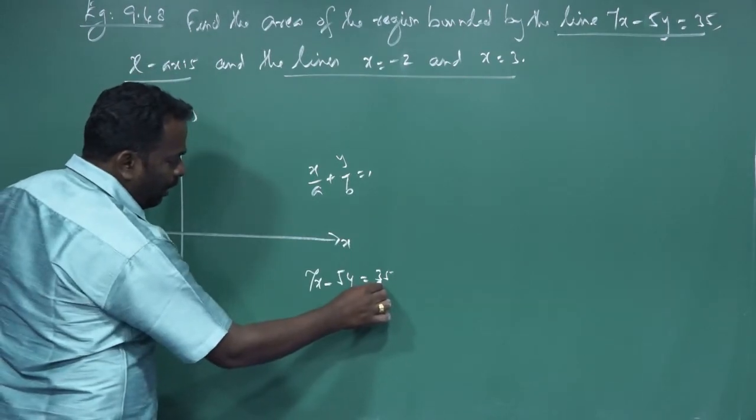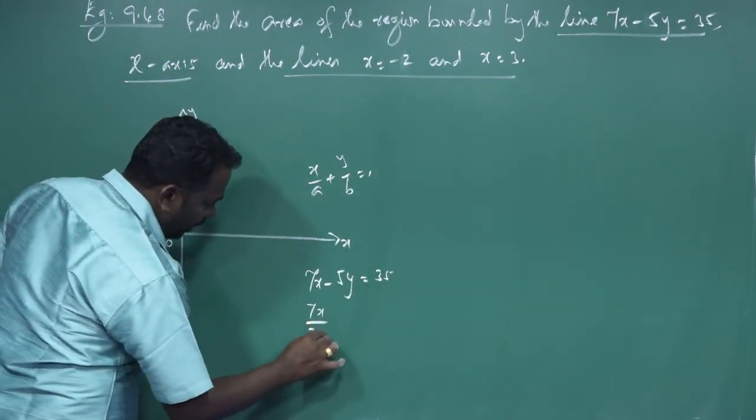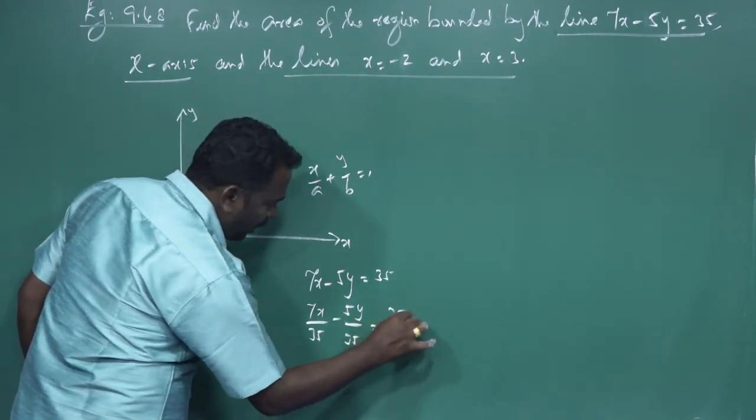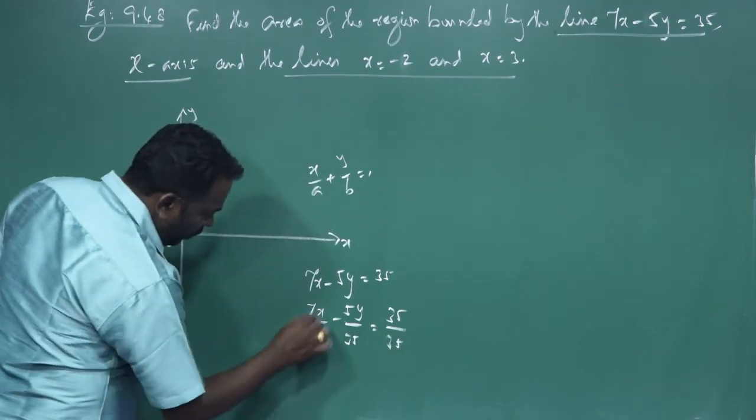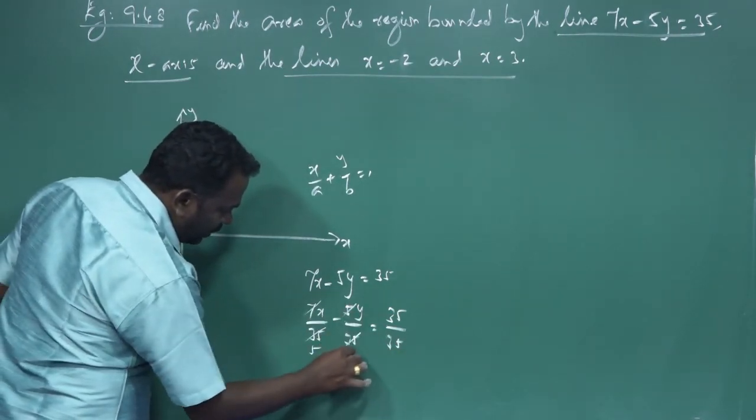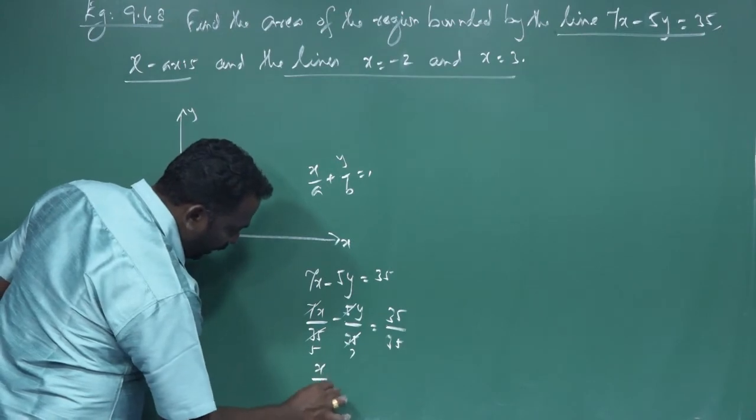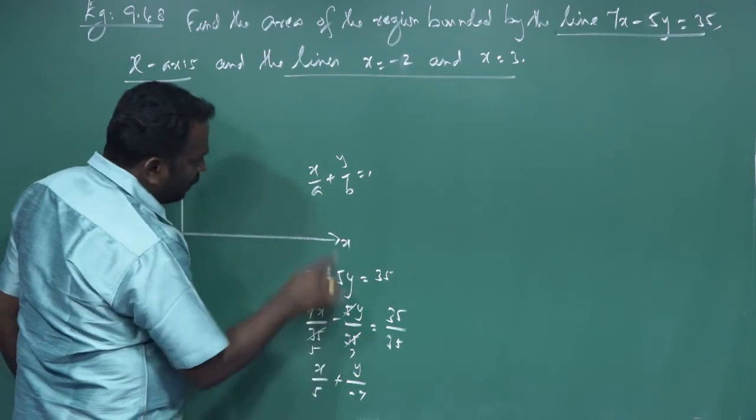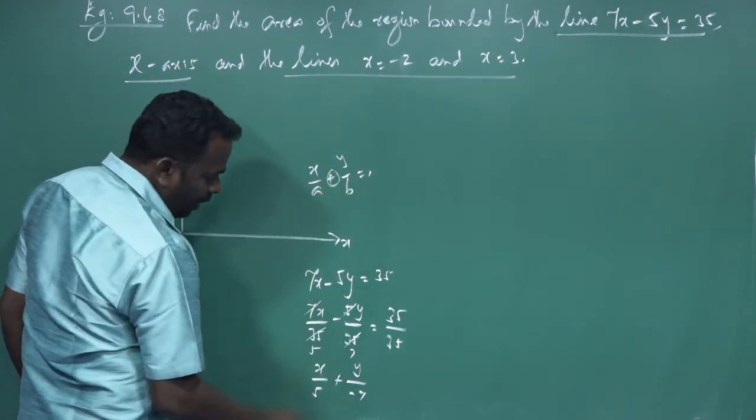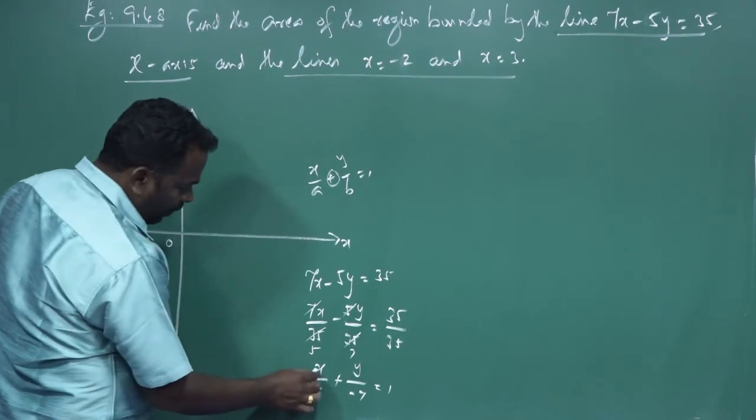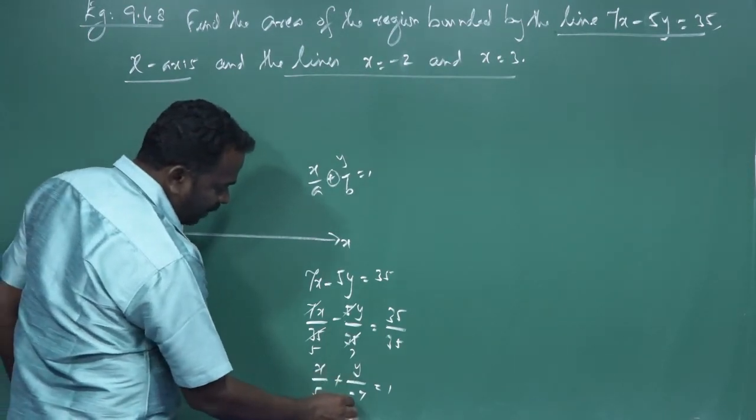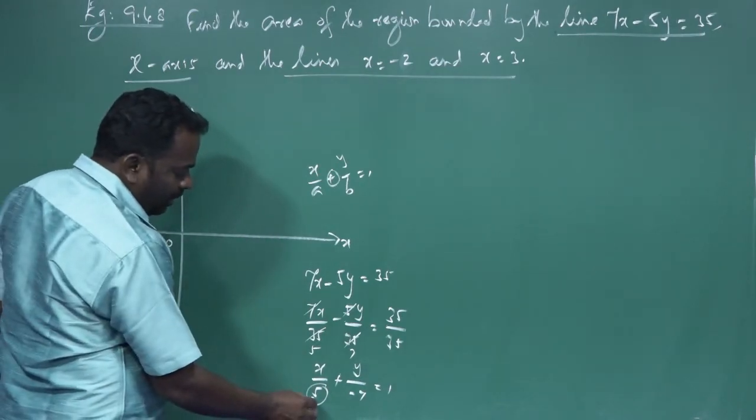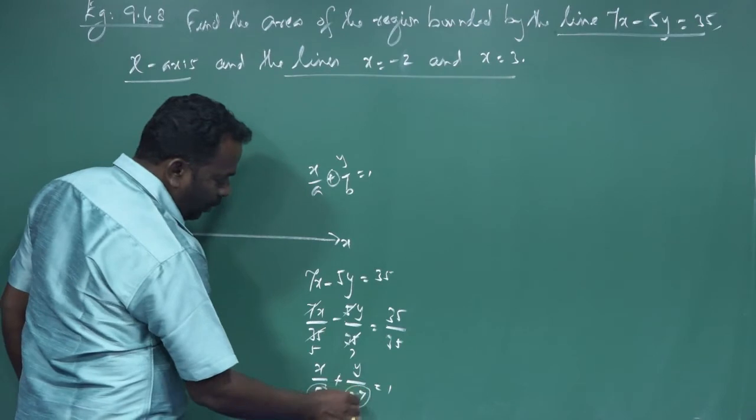Therefore divide by 35: 7x by 35 minus 5y by 35 equal to 35 by 35. Cancel 5 times, cancel 7 times. Therefore x by 5 plus y by minus 7, because the plus is in the middle, so the minus goes with the denominator, equal to 1. So x by 5 plus y by minus 7 equal to 1. The a value is 5, the x-intercept is 5, and the y-intercept is minus 7.